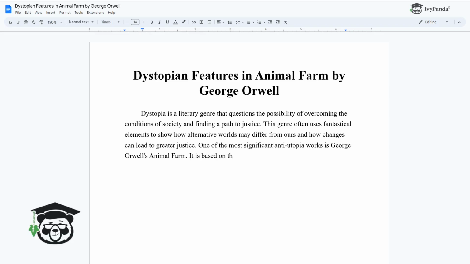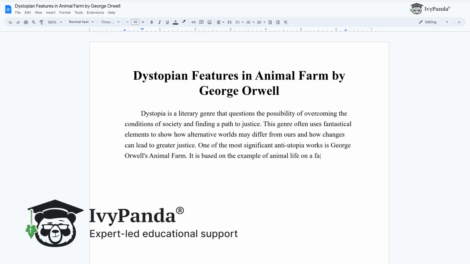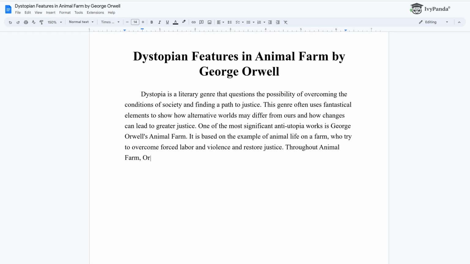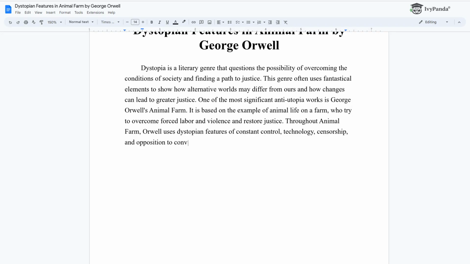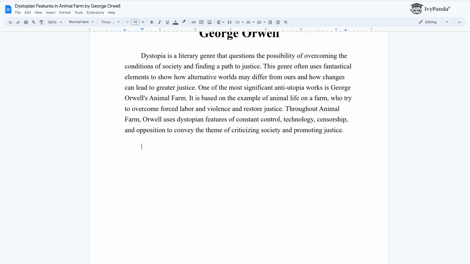It is based on the example of animal life on a farm, who try to overcome forced labor and violence and restore justice. Throughout Animal Farm, Orwell uses dystopian features of constant control, technology, censorship, and opposition to convey the theme of criticizing society and promoting justice.